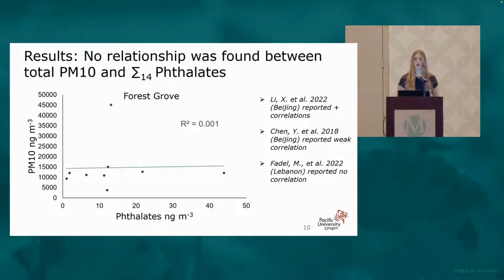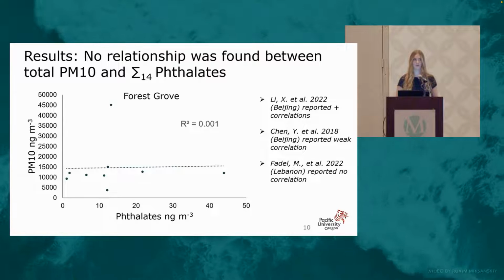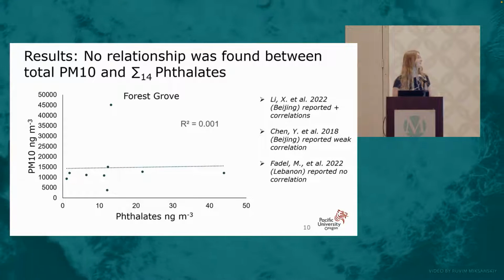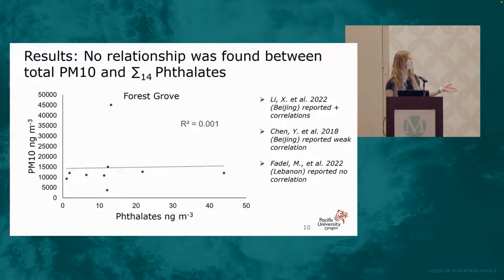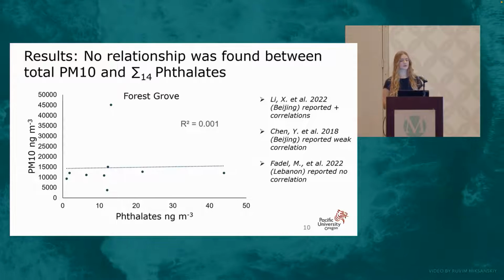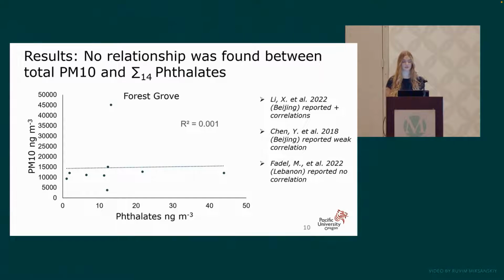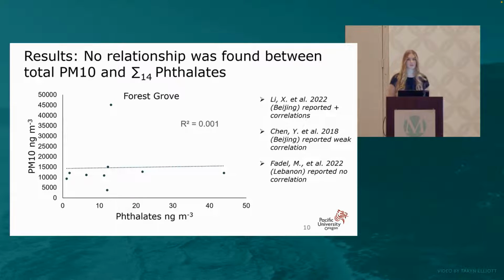But this isn't entirely unheard of, as in places like Lebanon and Beijing have also reported no correlation and weak correlations, respectively. But just because I'm not the only one who has reported no correlation doesn't mean that there aren't other places that do report correlations. So Beijing, for example, they have positive correlations between total PM10 concentration and the phthalate detection. And so the main point of this is that we don't quite understand the relationship between total PM10 concentration and the phthalates detected within the atmosphere. So as I continue my study, I will continue monitoring this relationship to see if one develops or if it continues to stay this way.